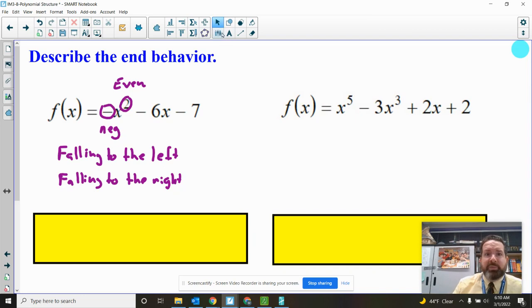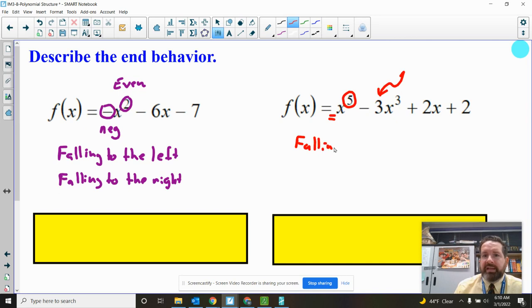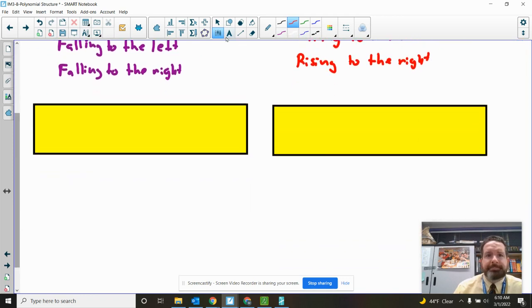All right, give this one a shot. Quick pause, unpause when you're ready to check. I see odd degree with positive leading coefficient. So that's going to look like this. So what I see is a graph that is falling to the left because it goes down to the left, but rising to the right. Okay, let's keep going.